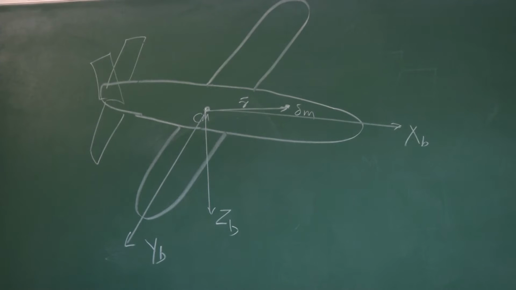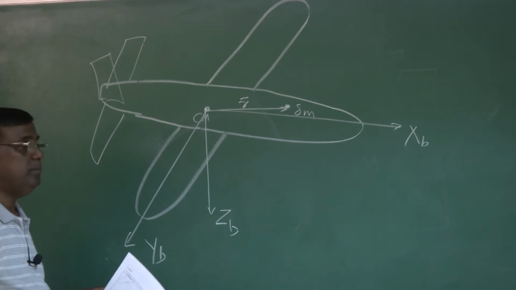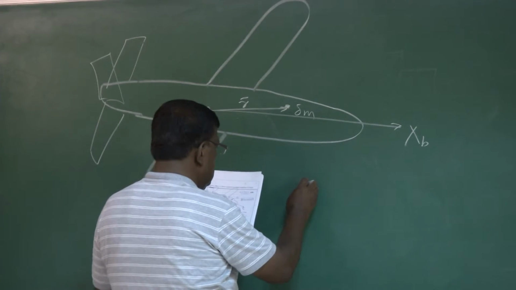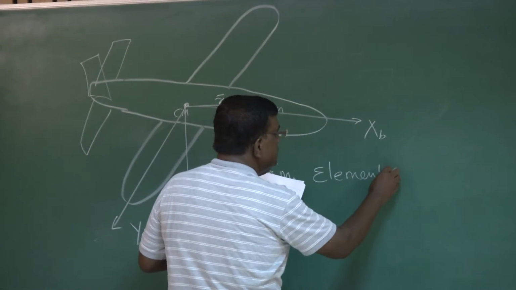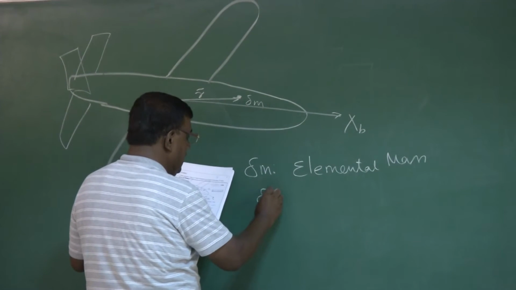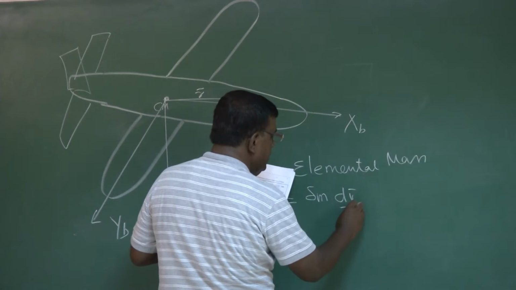What we are doing is trying to develop the equation of motion, or we are trying to apply F equal to ma using inertial frame of reference. That means whatever measurement will be made in terms of acceleration and velocities will be with respect to inertial frame. Now I could write easily delta M as elemental mass and delta F is equal to delta M dV by dt.